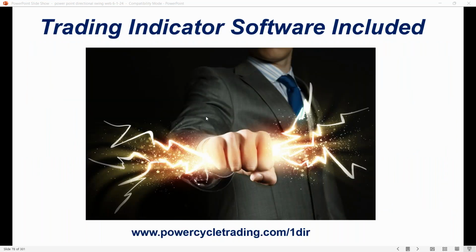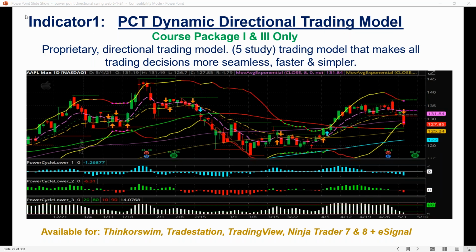All right, so here's an overview of the indicators that you're going to get. If you do package 1, you get a choice of one of these. Now, the first one is the core model indicator. This one would be only if you do course package 2 and 3. Okay, I'll have to change that. Anyway, if you do course package 2, this will give you all the indicators.